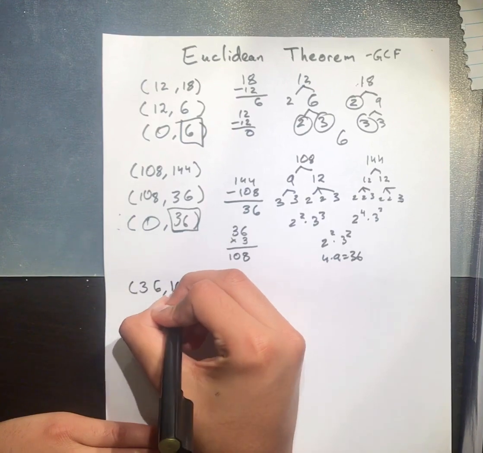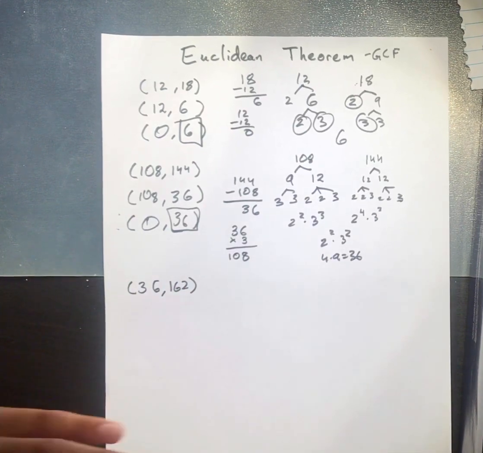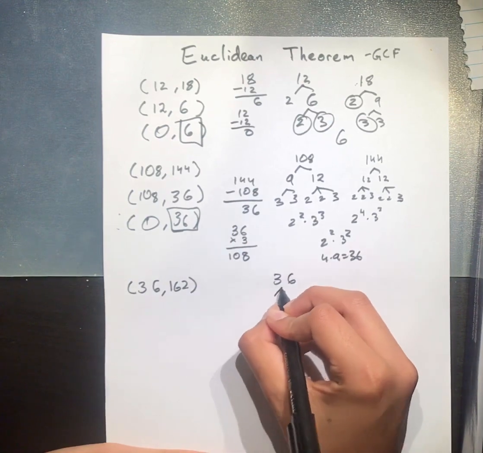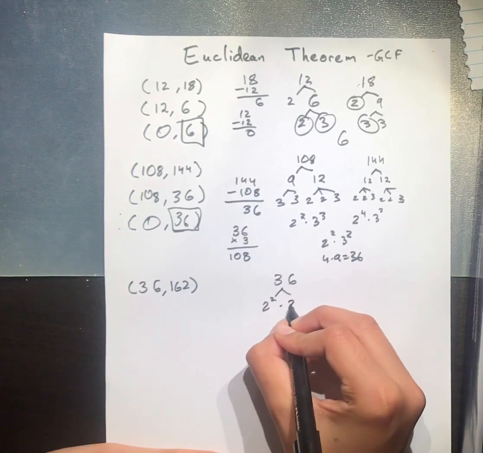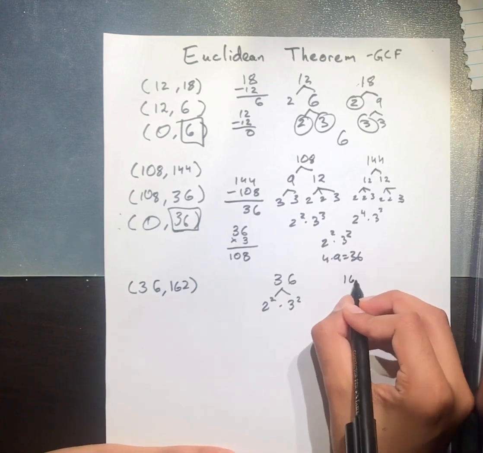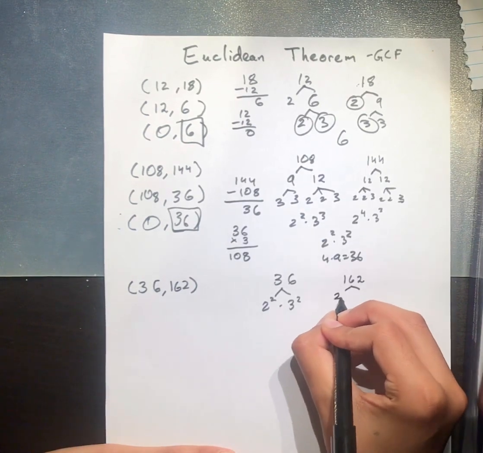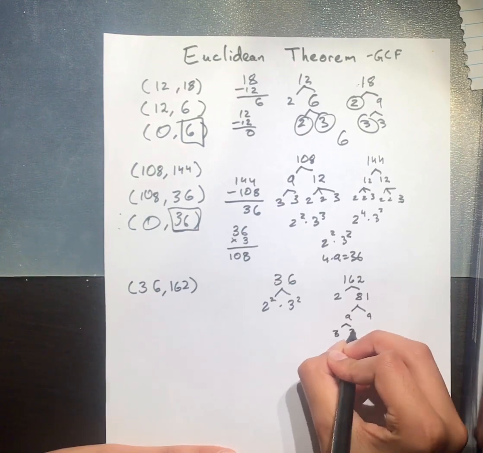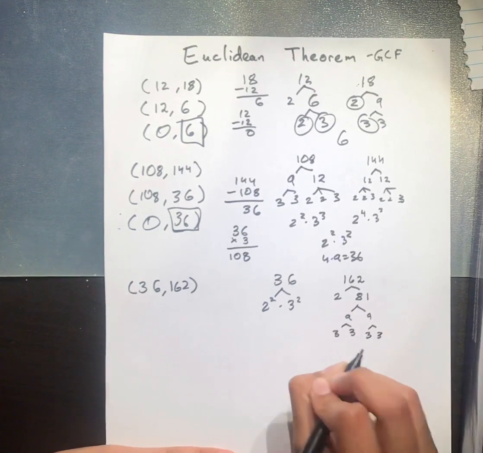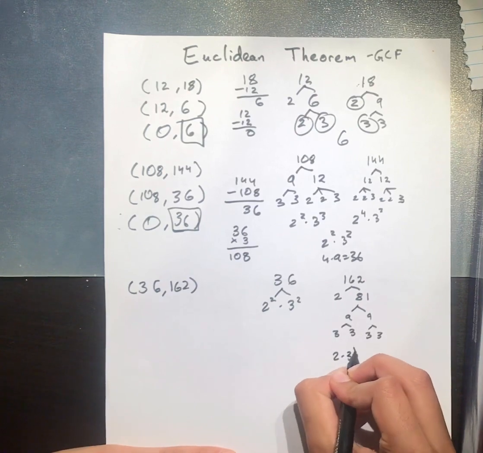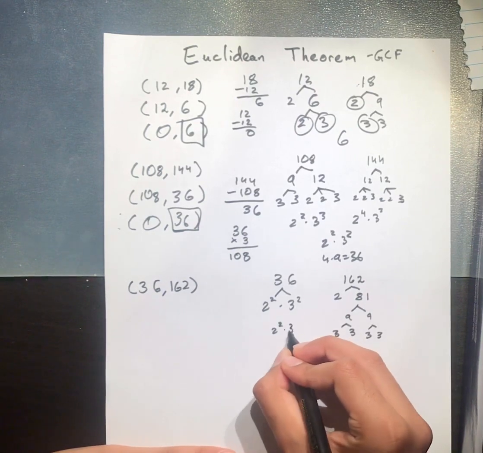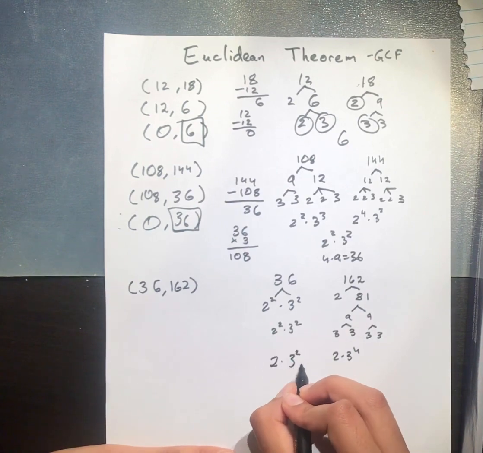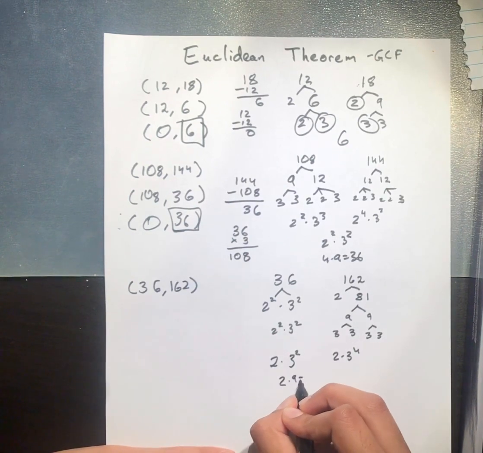So now I'm going to go on to another example: 36 and 162. 36, we know, is 2 squared times 3 squared. 162 is 2 times 81, which is 9 times 9, which is 3 times 3 for both 9s, so 2 times 3 to the 4th, and 2 squared times 3 squared. We know from the prime factorization method that 2 times 3 squared is going to be your GCF. 2 times 9 equals 18.